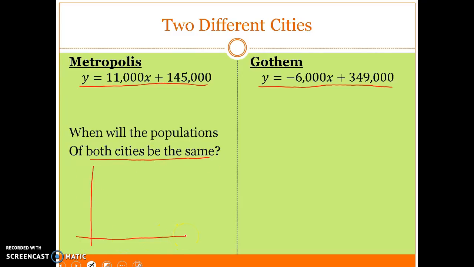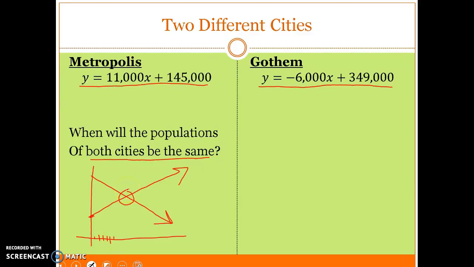If I were to graph Metropolis, it would look something like this. Right now the population is rather small, but it's growing up at 11,000 people per year. It's a positive slope. Gotham is over twice as big as what Metropolis is. So Gotham's population is up here, but it's decreasing 6,000 people per year, and so it's going down. And what we want to know is, when will the two cities have the same population? For a certain number of years, Gotham's going to remain bigger, but if these rates continue, they're going to be the same.